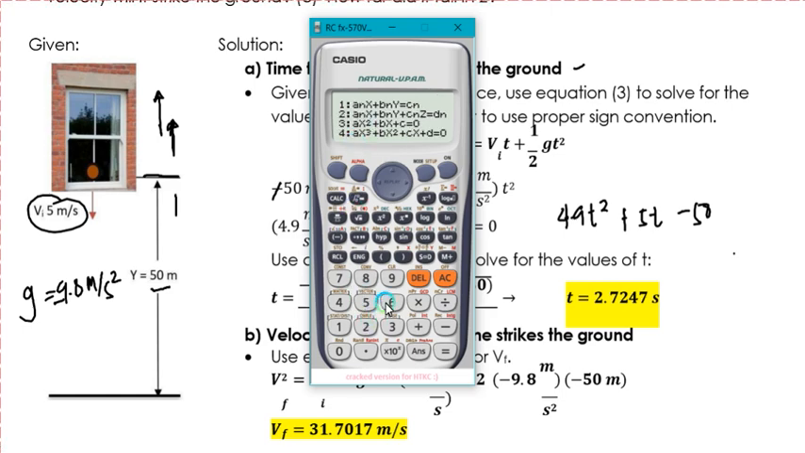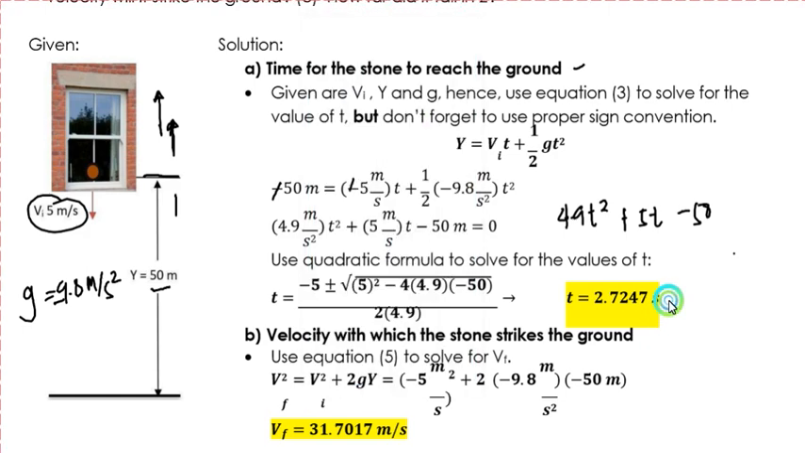We enter 4.9, then 5, and then negative 50. Our answer will be 2.7247 seconds. So it is still the same. We get the same answer here. Next, for letter B.